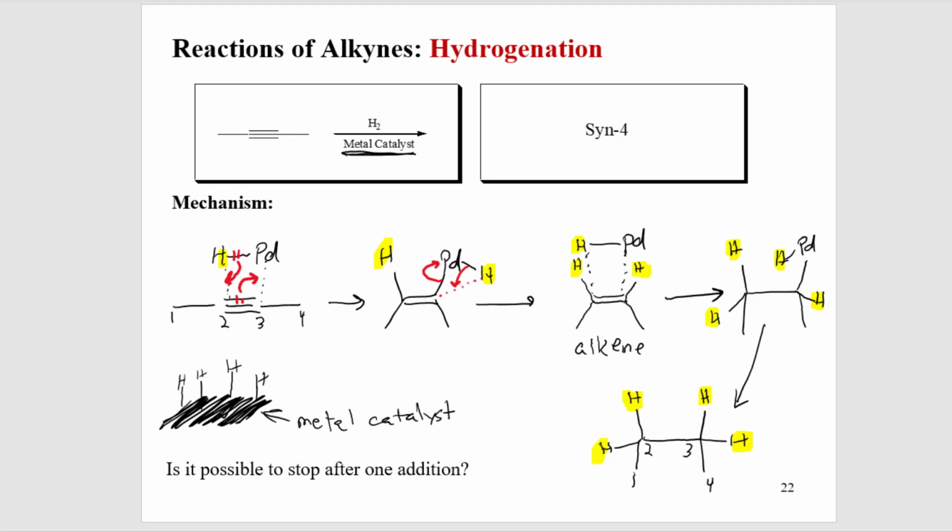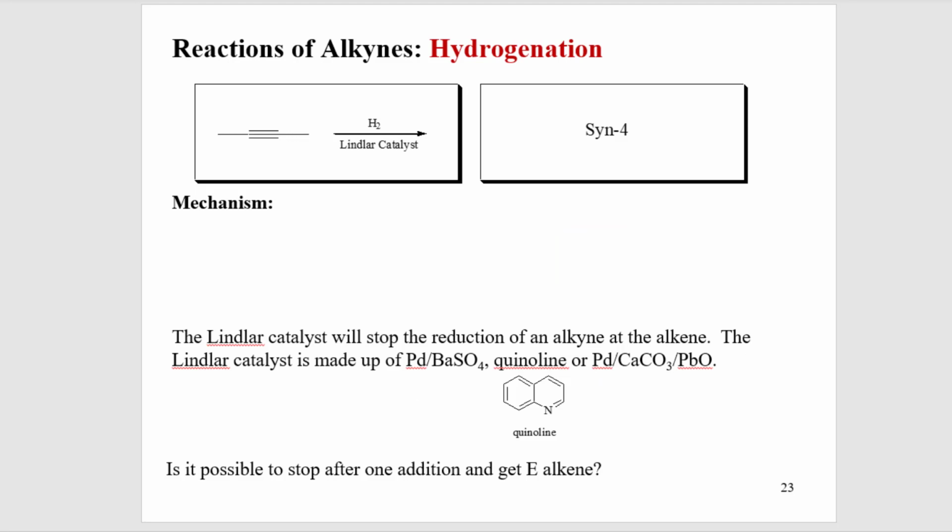Okay, is it possible, though, to do one addition and stop at the alkene? The answer is yes, but we have to change our reaction reagents, right? We have to change the conditions. We can stop after one syn addition, so we're going to do a syn addition again, okay? And the only difference here is that we're going to use a very special catalyst. This was developed by a scientist named Lindlar, and the Lindlar catalyst ultimately poisons the palladium and it stops it from doing that second addition.